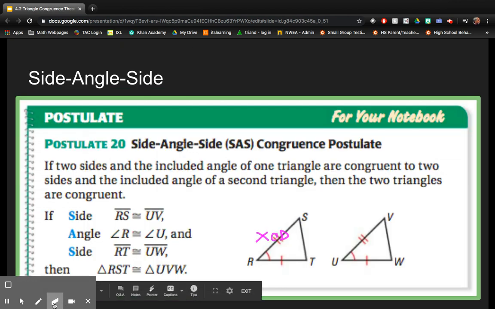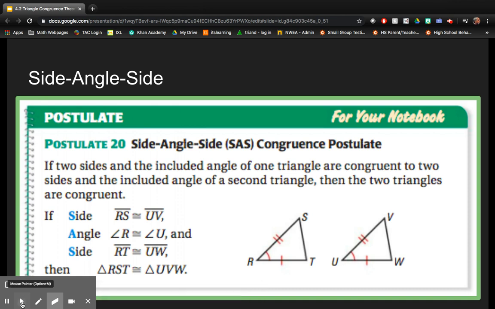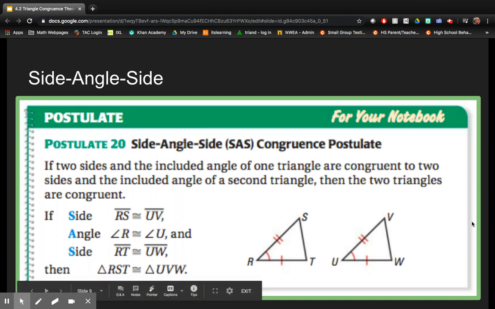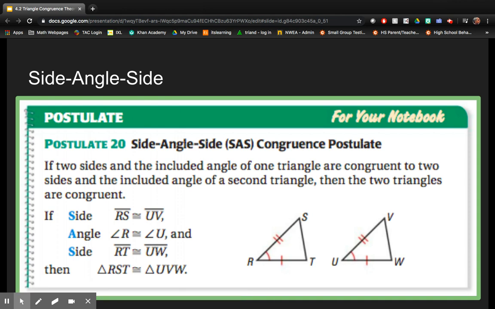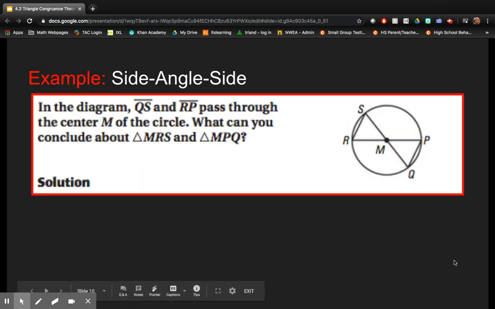Okay, take a moment and write down the postulate for side angle side. Once you have it, let's look at an example that shows that if you have a side and the included angle congruent to a side and the included angle between the two sides corresponding with each other in two triangles, that these two triangles are congruent. This one's a little more challenging.